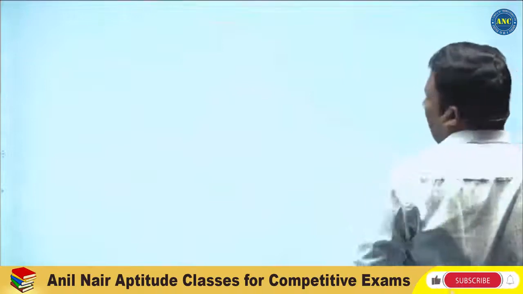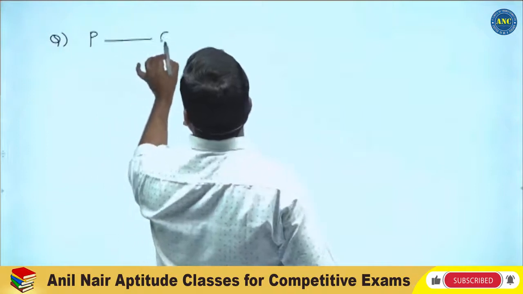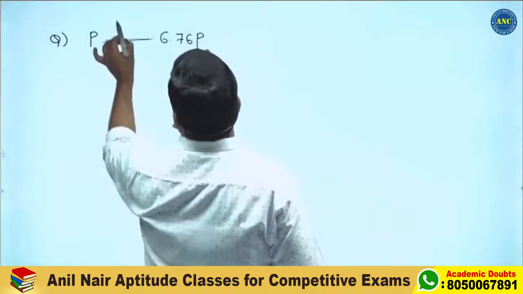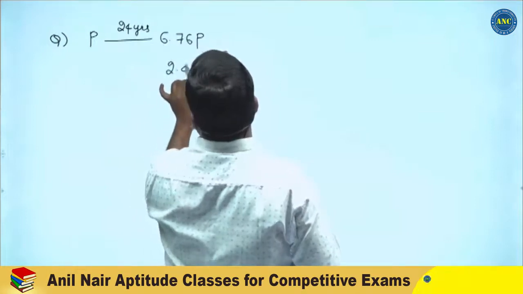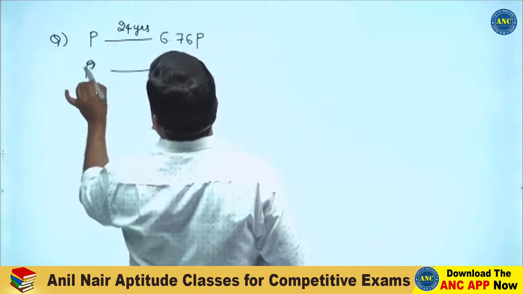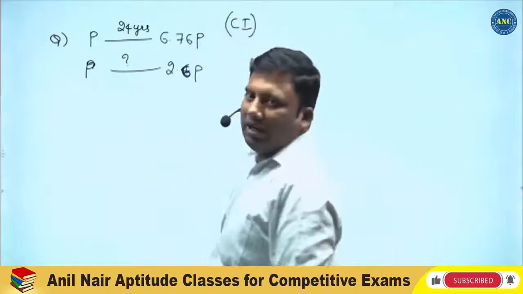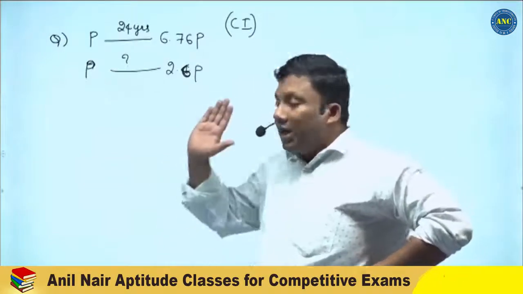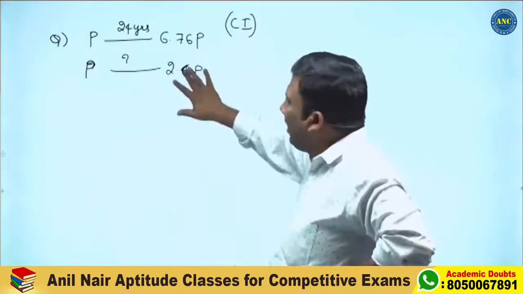Suppose the question is, let me take some question. P is becoming 6.76 times the principal in 24 years. If it has to become 2.6 times the principal, how many years will it take under compound interest? Under compound interest, a certain sum becomes 6.76 times in 24 years. If it has to become 2.6 times the principal, let me write down neatly.